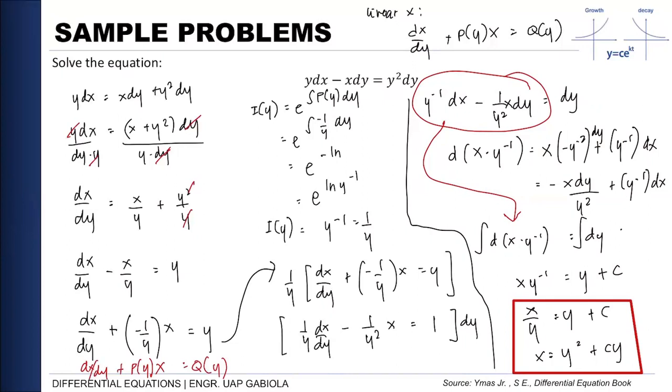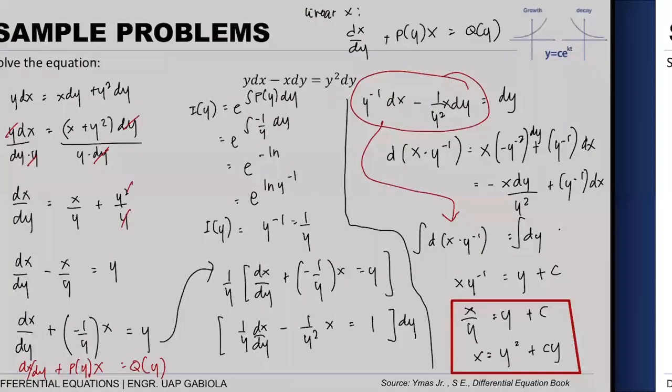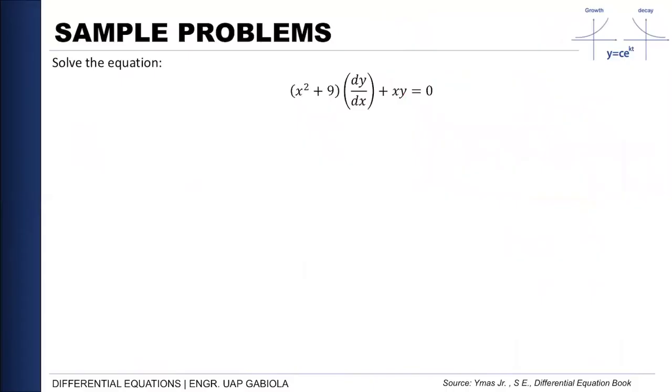Okay, let's try another one. Another example. So we have x squared plus 9 dy dx plus xy is equals to 0. Okay? So what to do? So kailangan, may nakita tayong dy dx. So we are dependent in y. So ang tutunin natin is equation na to, no? Yung dy over dx plus p of x y is equals to q of x. So yan yung kailangan natin.